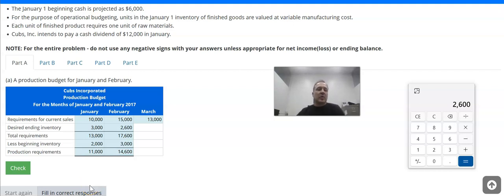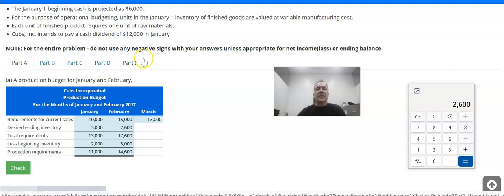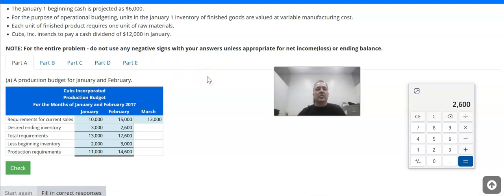So not a whole lot to this. And I think what I'm going to do, even though this video hasn't gotten very long yet, is I'm going to break these into A, B, C, D, and E videos. So I'm going to close this one out, and then we'll come back, and I believe the purchases budget will be next.